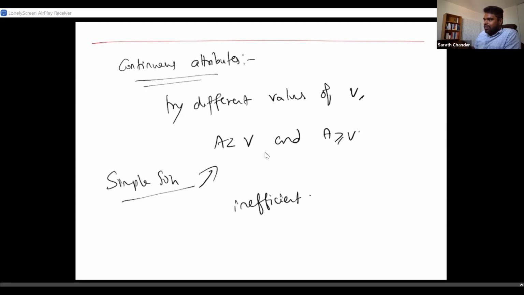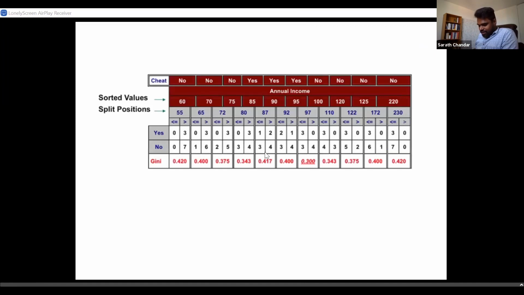It so happens that we can actually do this in a much smarter way. The smarter solution is explained here. What you can do is sort the values. You see the sorted values. Now consider splits between these sorted values. Instead of considering every possible number, you could consider: what if I choose 55? What if I choose 65, which is between 60 and 70? What if I choose 72, which is between 70 and 75? Now you can easily compute Gini.